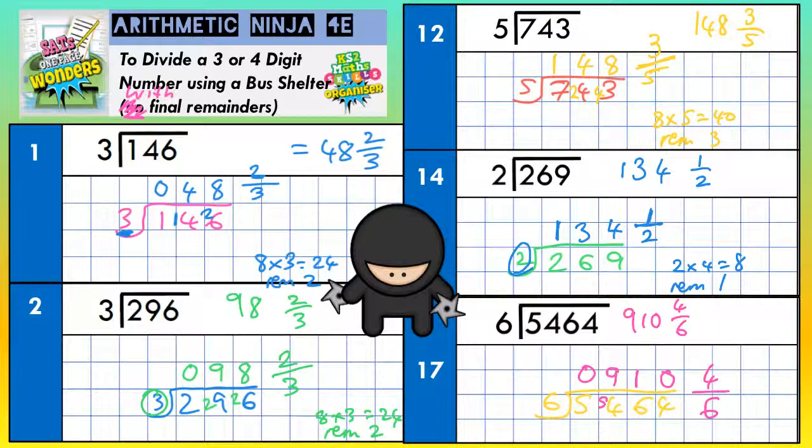But 4/6 could be simplified. So you could write 910 2/3 instead, because 4/6 and 2/3 are equivalent fractions. So just remember, when you get a remainder, you turn the remainder into a fraction by dividing it by whatever number you're dividing the whole thing by.